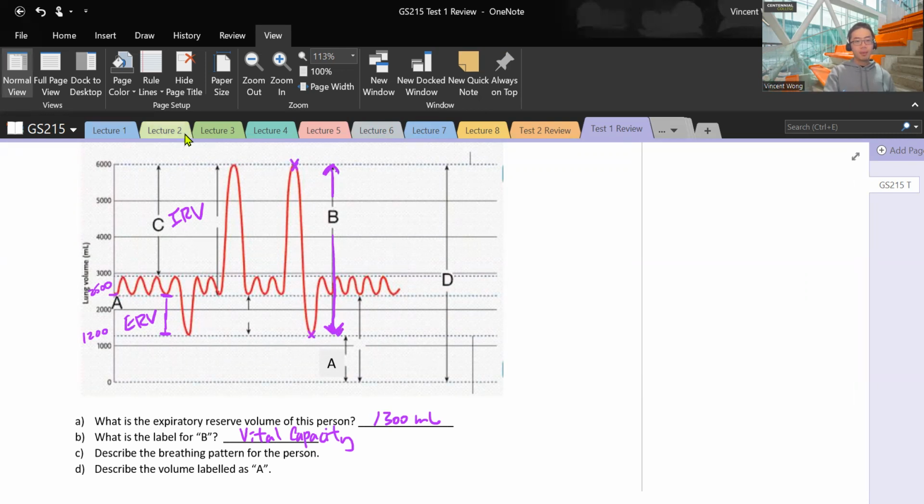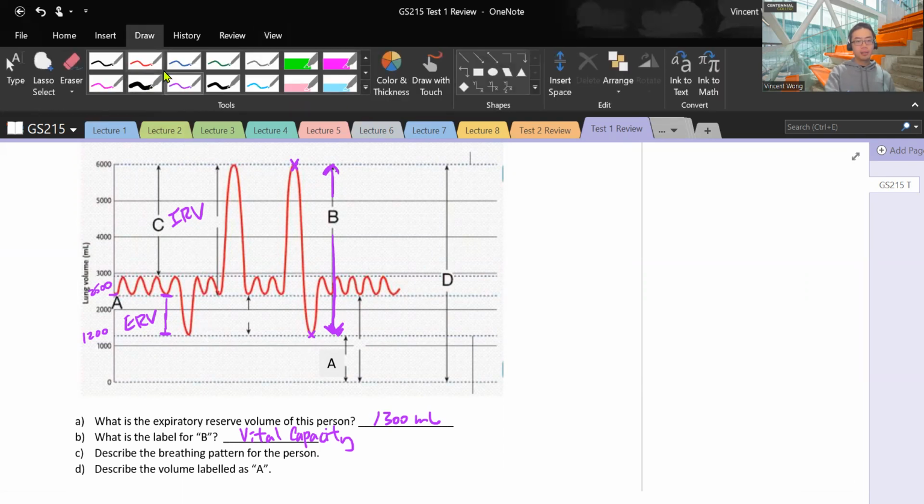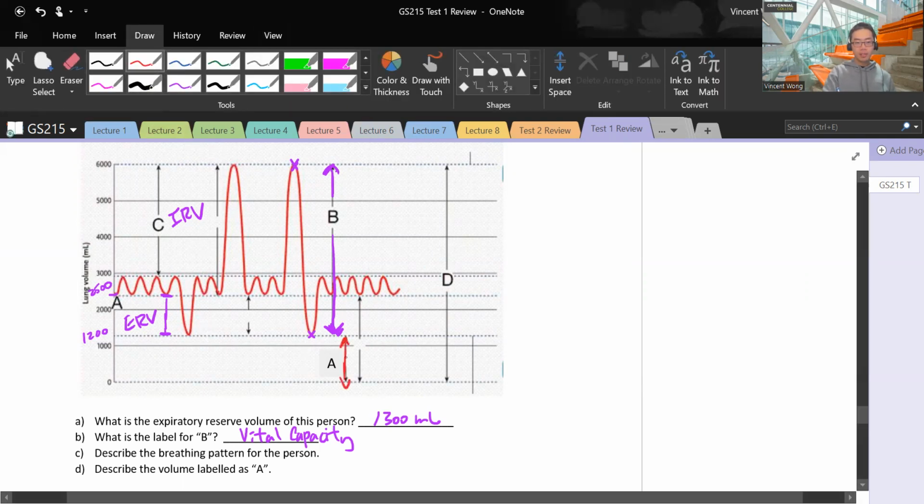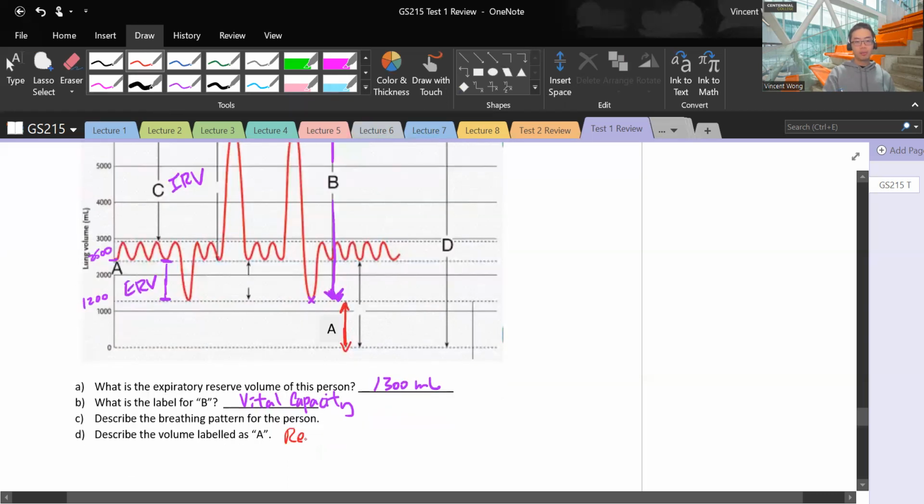Describe the volume labeled A. Anybody want to help me out here? Do you remember what this is? This volume that is not part of the graph, but nevertheless is in your lungs. The residual volume. That's correct. That is the residual volume. Thank you. And like I told you, this is dead air.